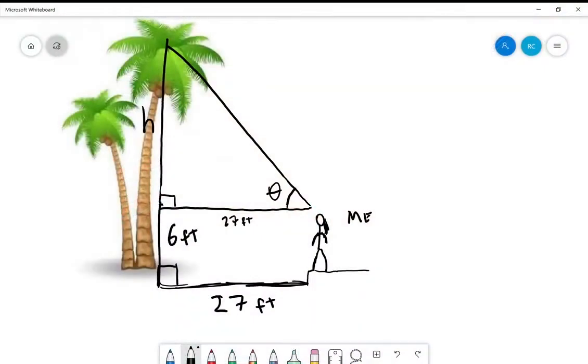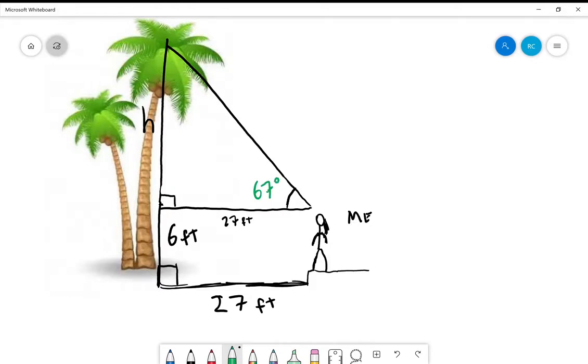Now, I did take footage of me finding this angle, but with the wind and everything, the sound was just awful. So just take my word for it when I say that the angle between my face and the top of the tree was right around 67 degrees.